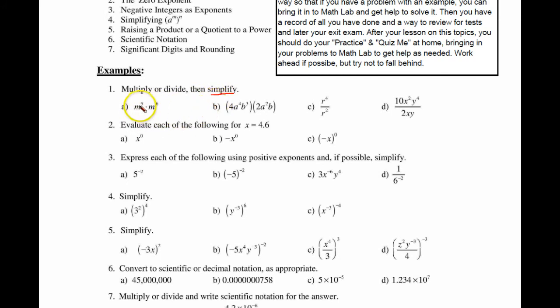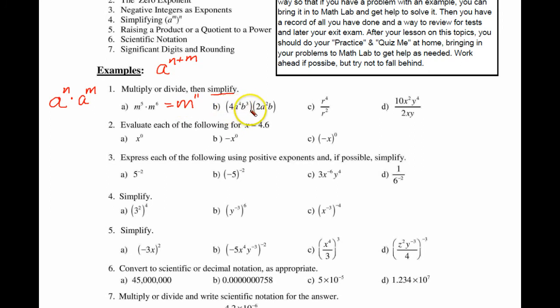So what do we have here? Well, we have m to the fifth times m to the sixth. So what are we doing here? We are multiplying variables. And the rule for multiplying variables is a to the n times a to the m, and we just add them and get a to the n plus m. That's the rule. So all we're going to do here is add the exponents and get m to the 11th.